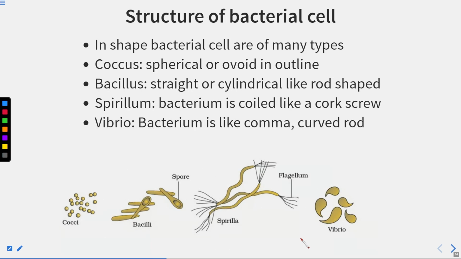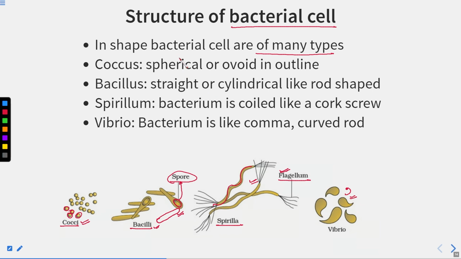Okay, coming to the normal bacterial cell, the structure of the bacterial cell. What we see here, in shape, bacterial cells are of many types. Here you can see the round, small shape, that is called cocci. They are rod shaped, and that is why they are called bacilli. Here you can see some spore-like structure, so spores, endospores, are present in the bacilli, rod shaped bacteria. Spirilla are spiral type, and they are having the locomotory organ called flagella. They are sometimes comma shaped also, right?